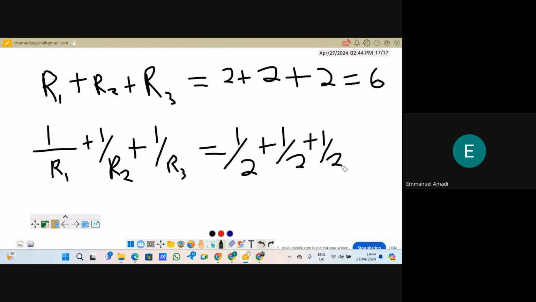0.5. Do it in your calculator. You will see 1 over 2 is 0.5. Now, if I add 0.5 plus 0.5 plus 0.5, what will I get? I'm going to get 1.5. Do the mathematics, add up these three things, you end up with 1.5. 1.5 is way lower than 2, which is the original individual strength of each of these resistances. So when you add a resistance in series, you increase the total resistance. When you add a resistance in parallel, you decrease the total resistance.